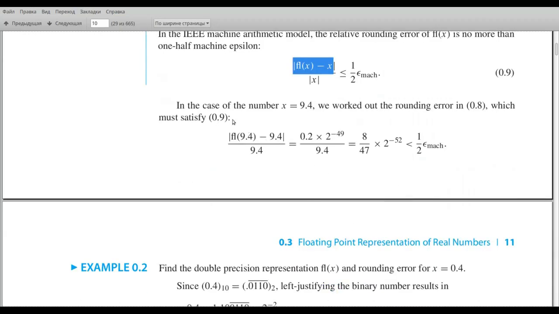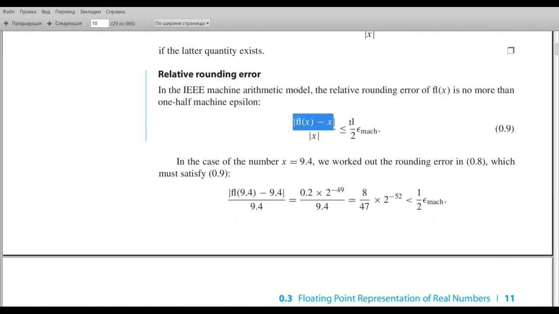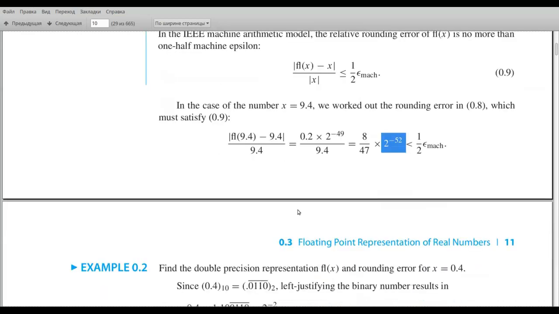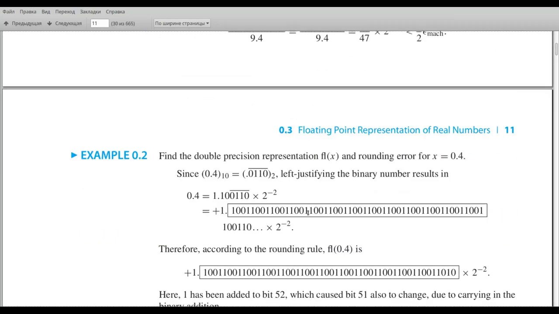Pay attention that the real error can be less, not necessarily half of machine epsilon. This equality is the worst case scenario. For example, in our case, if you calculate the relative error, you will see that it's 8/47, approximately 1/6 multiplied by the machine epsilon. So it's less than half of machine epsilon. You really get an error which is 3 times less than the maximum relative error of representation.